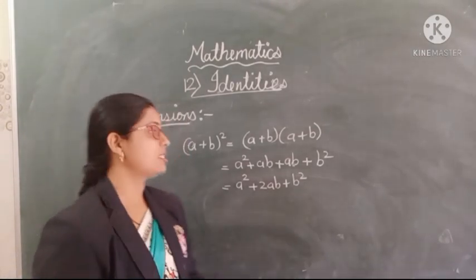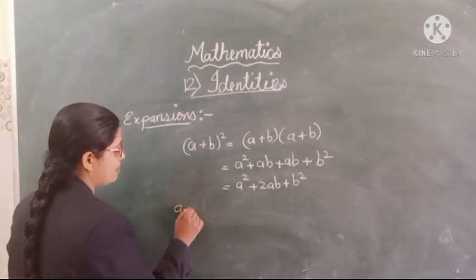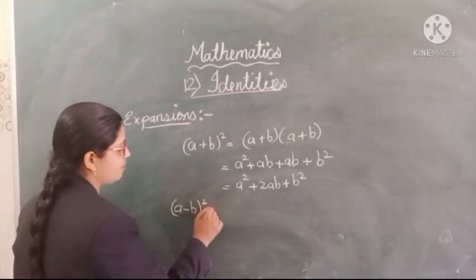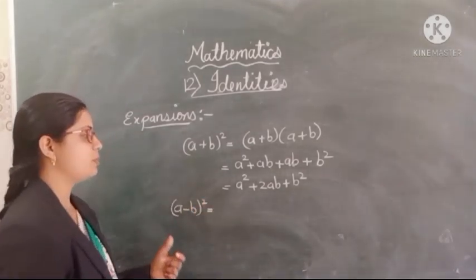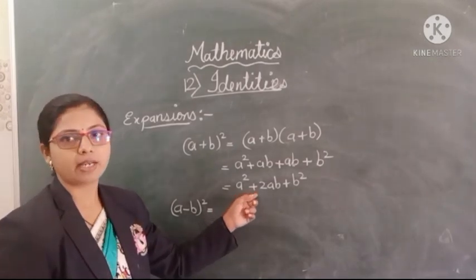Again, if it is with the subtraction, a minus b bracket square. Okay, only the difference will be there. Here it will be on the negative side. How does it come?